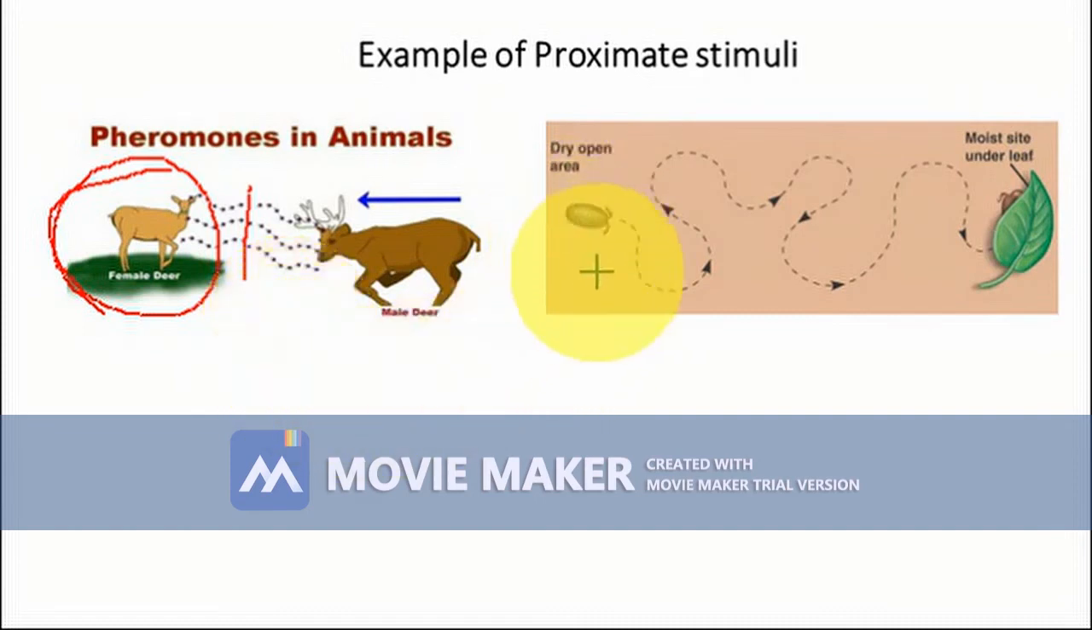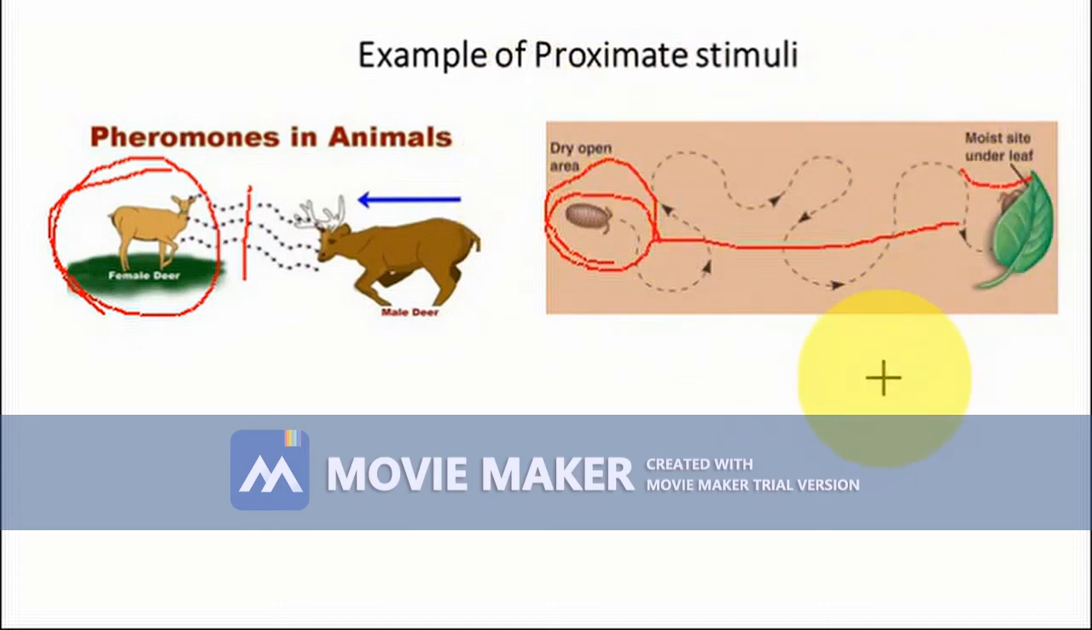Here again you can see an insect that travels from a dry open area to a moist site under a leaf. This is also a proximate stimulus. The dryness is the stimulus, and moving to the moist area is the response. But this has a significance for survivability. So this is why the immediate cause is the proximate cause, and the long-term cause is the ultimate cause.